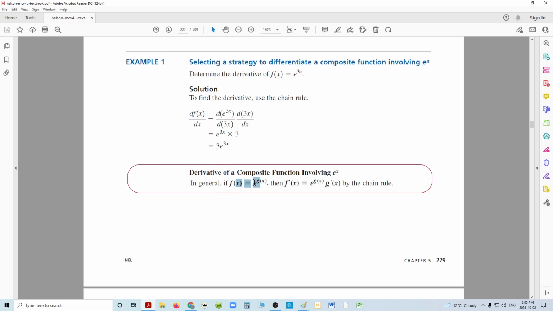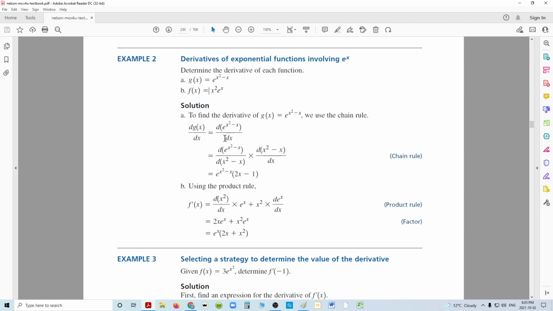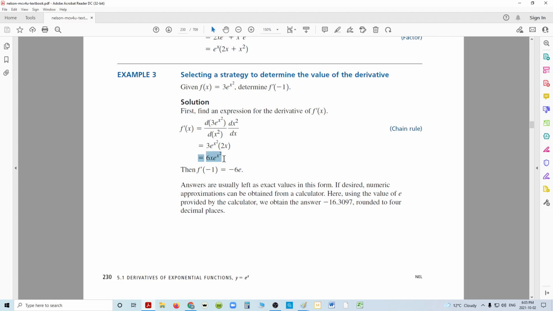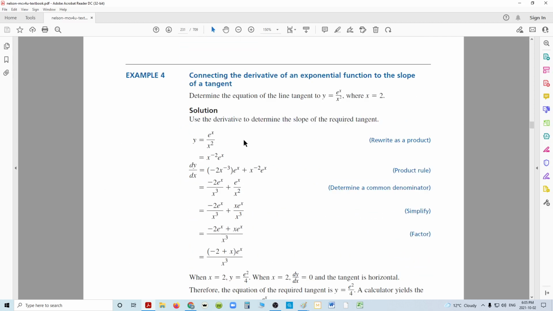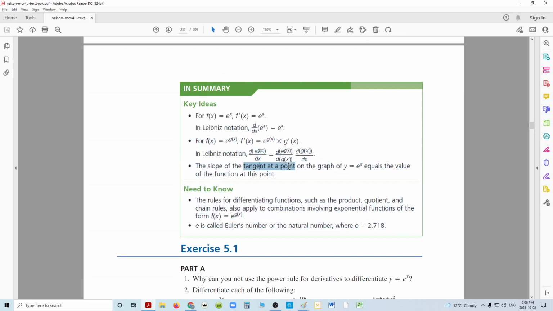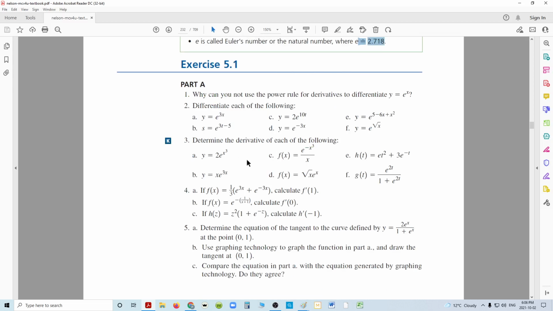The derivative of e with a different exponent is just e to that exponent times the derivative of the exponent, using the chain rule. They go through a few strategies and explain what you should do and how much you should simplify it. Sometimes they leave it unsimplified like this, and sometimes they simplify it like that. And they ask for specific cases. But I'd say it's a lousy chapter for explaining the process. Then they just summarize it: use the chain rule, the slope of the tangent at the point on e to the x is equal to the value at that point, the rules still apply, etc., and Euler's number is just a number. Okay.